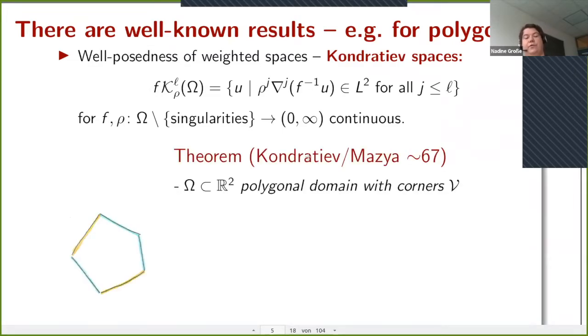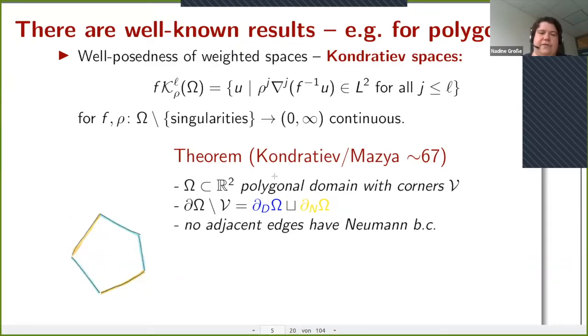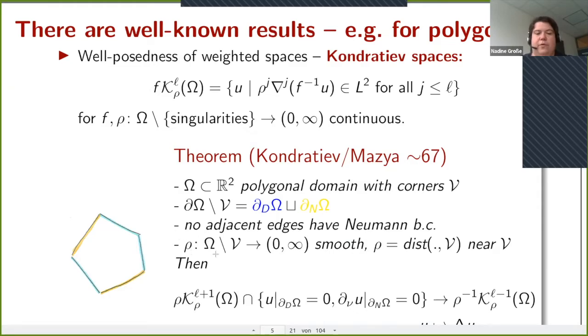For polygonal domains in R2, there are very well-known results by Kondratiev or Maz'ya around 67, that if you have such a polygonal domain, like in my picture, we go directly for the mixed problem, so your boundary without the corners has two different components. The blue one should be the Dirichlet boundary part, and the yellow one should be the Neumann boundary part. And then there is this condition in those theorems that you are not allowed to have adjacent edges that have Neumann boundary condition. So my picture is okay because I only have either Dirichlet to Neumann or Dirichlet to Dirichlet adjacent. You have a weight function rho that is smooth away from the corners, and near the corners, it behaves like the distance to the corner.